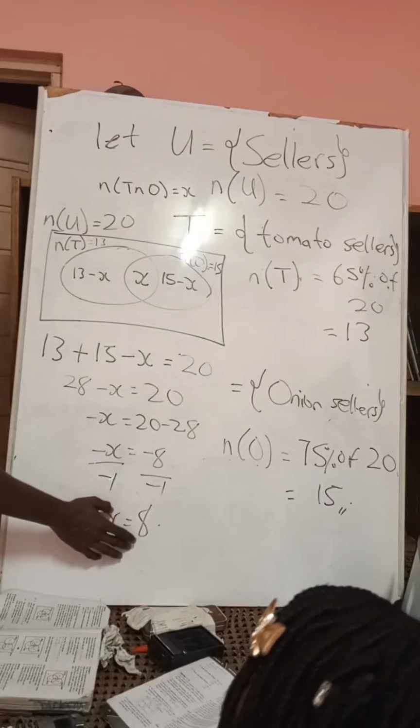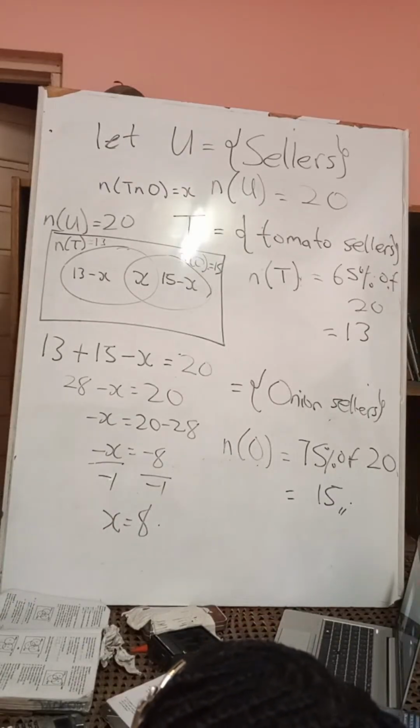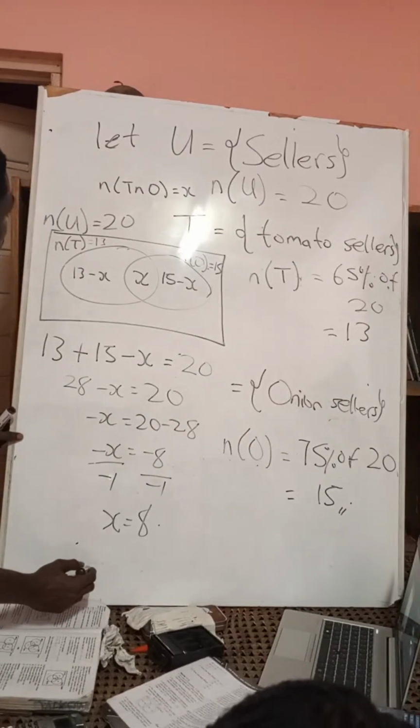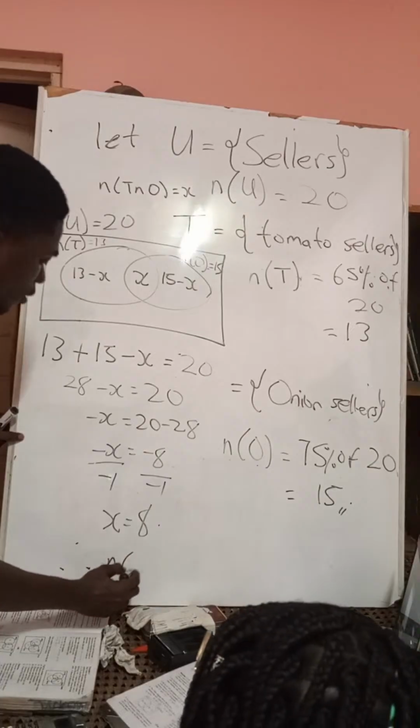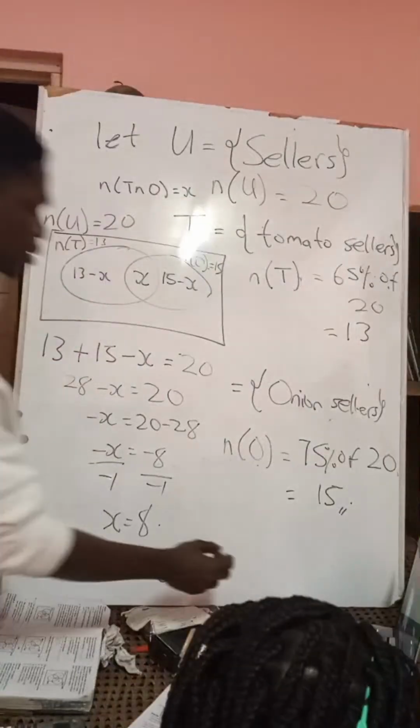So x equals 8, but you're not asked to find x, you're asked to find what? Both. So after that you say, therefore, number of C intersection O equals what? 8. That's it.